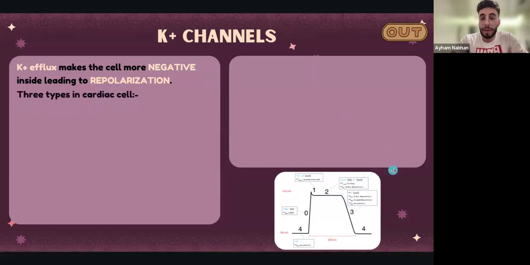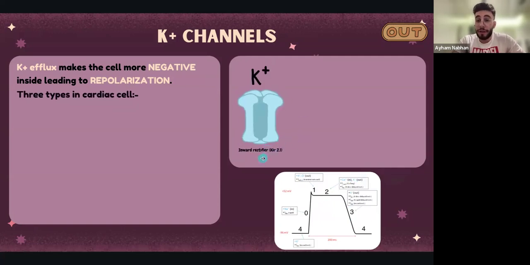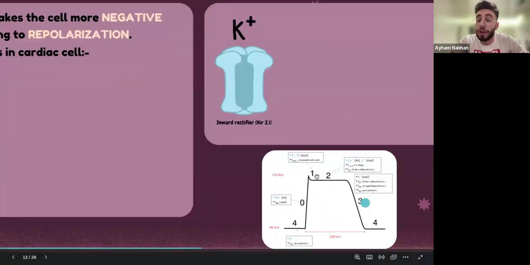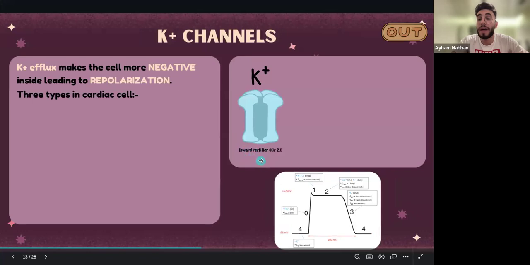There are three types actually. The first type would be the inward rectifier, or KIR 2.1. You just need to memorize the name, but then you need to memorize the inward rectifier on the action potential diagram. It would be underlying as a background channel in phase 4, over here and over here. So it would open at phase 4, at the resting membrane potential. Why? As the name says, it's an inward.